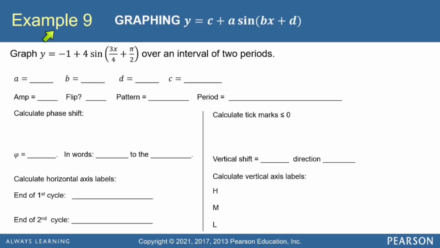And let's do one last graphing example together. This is example 9. We want to graph negative 1 plus 4 times the sine of 3x over 4 plus pi over 2. Let's start by getting the numbers from the function.